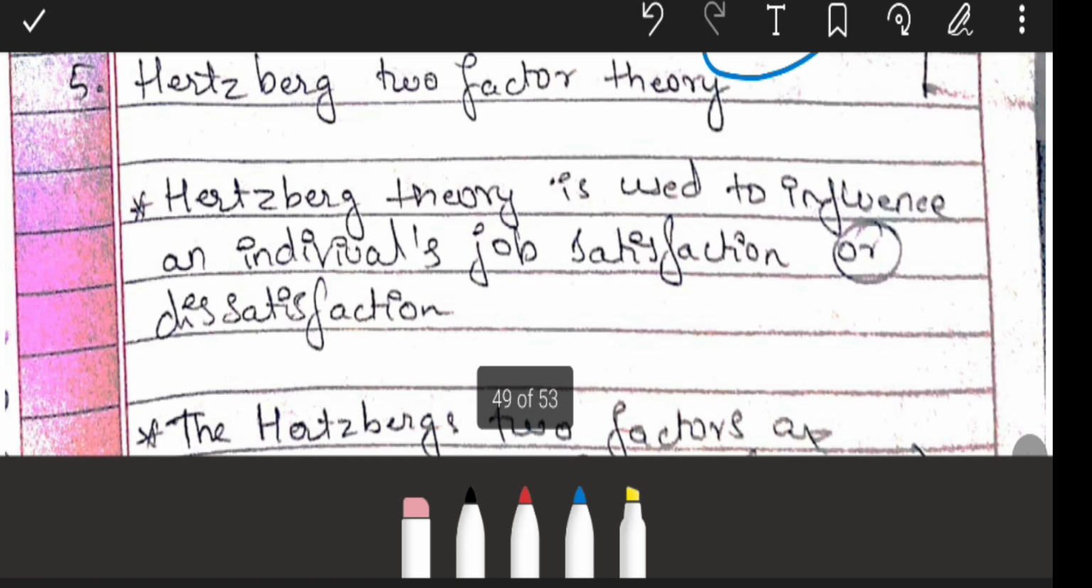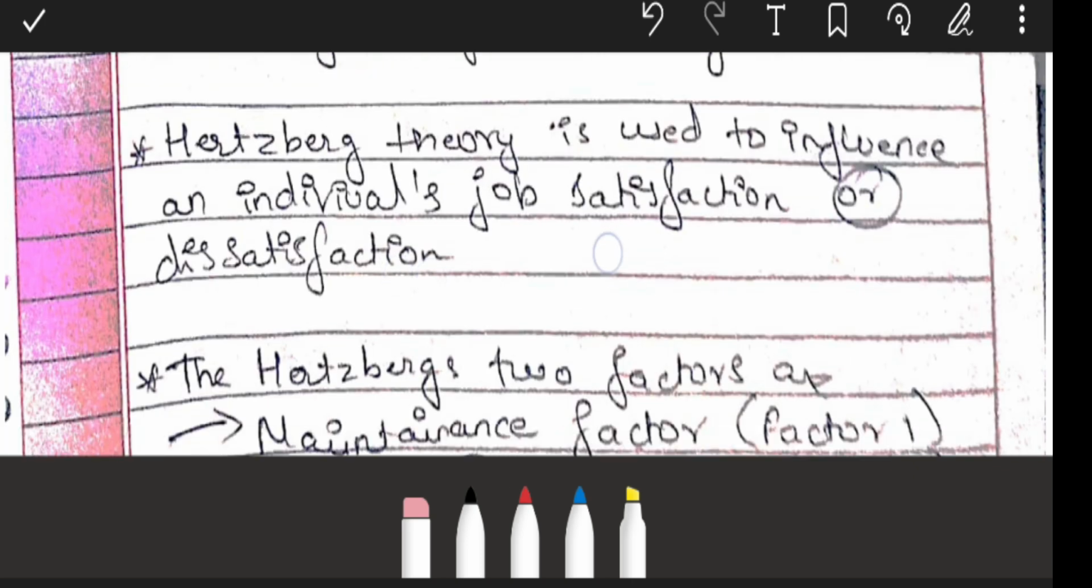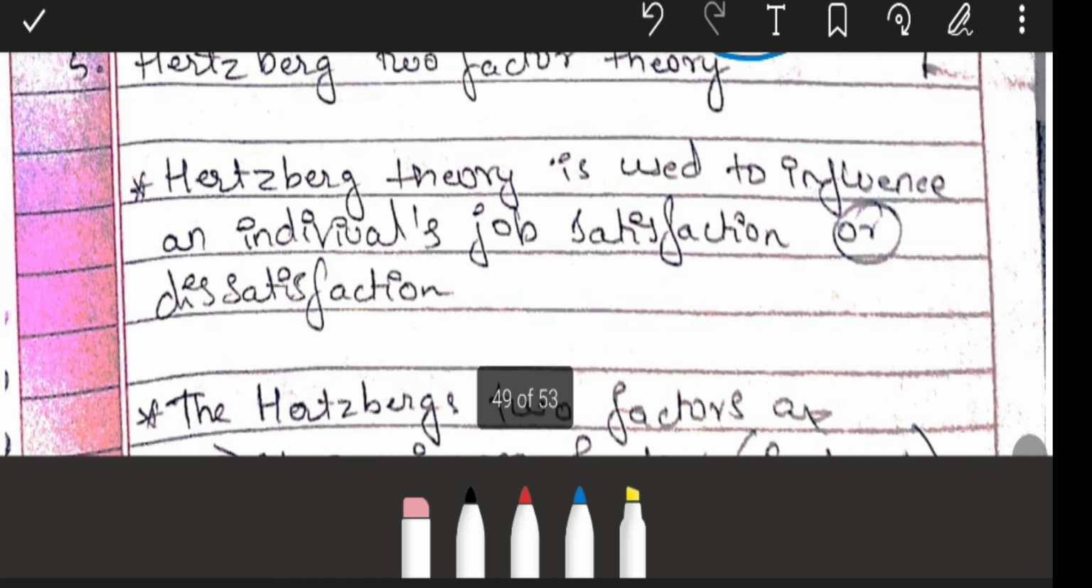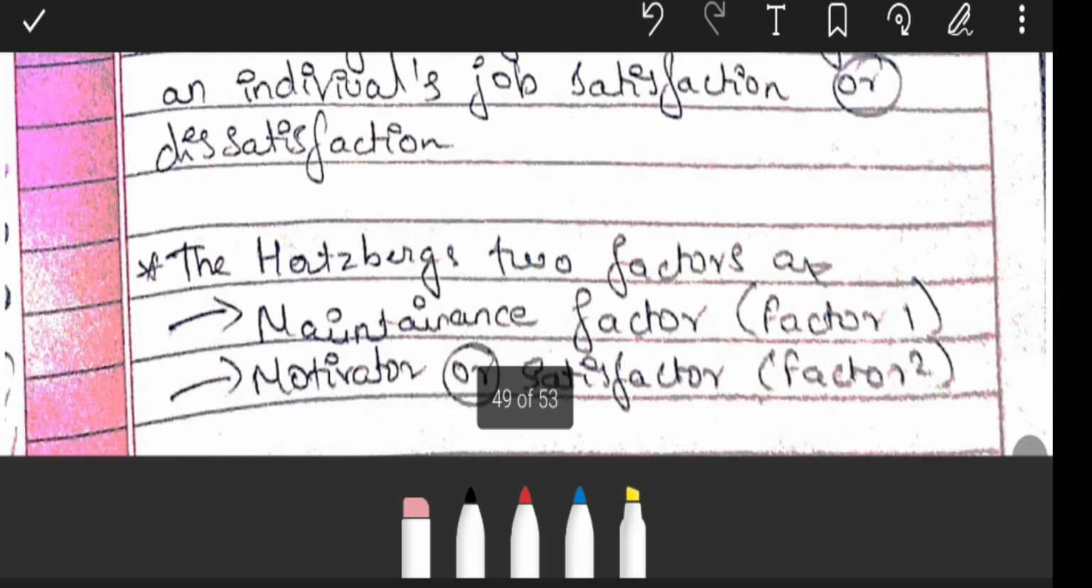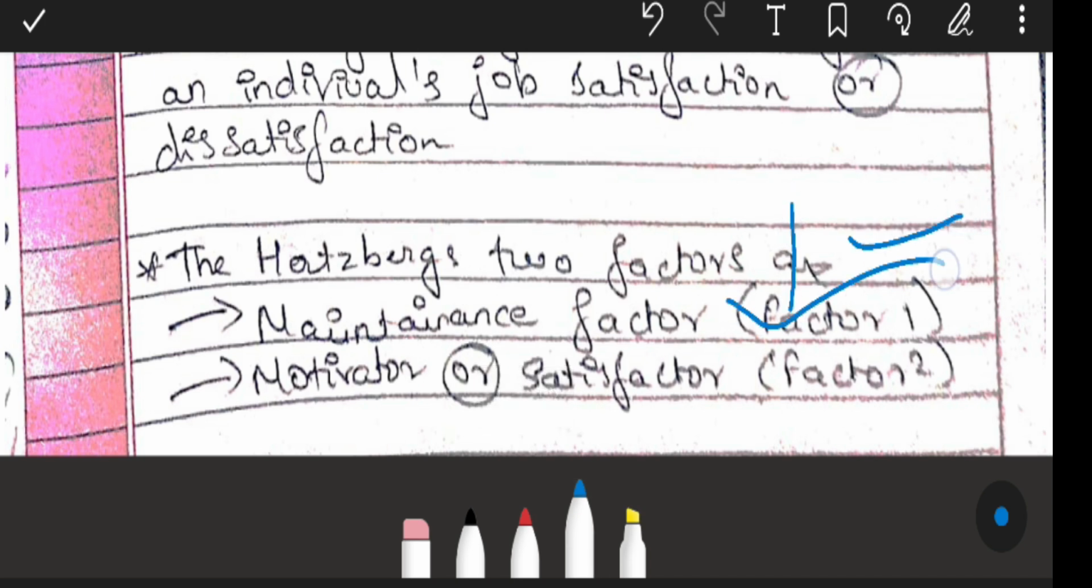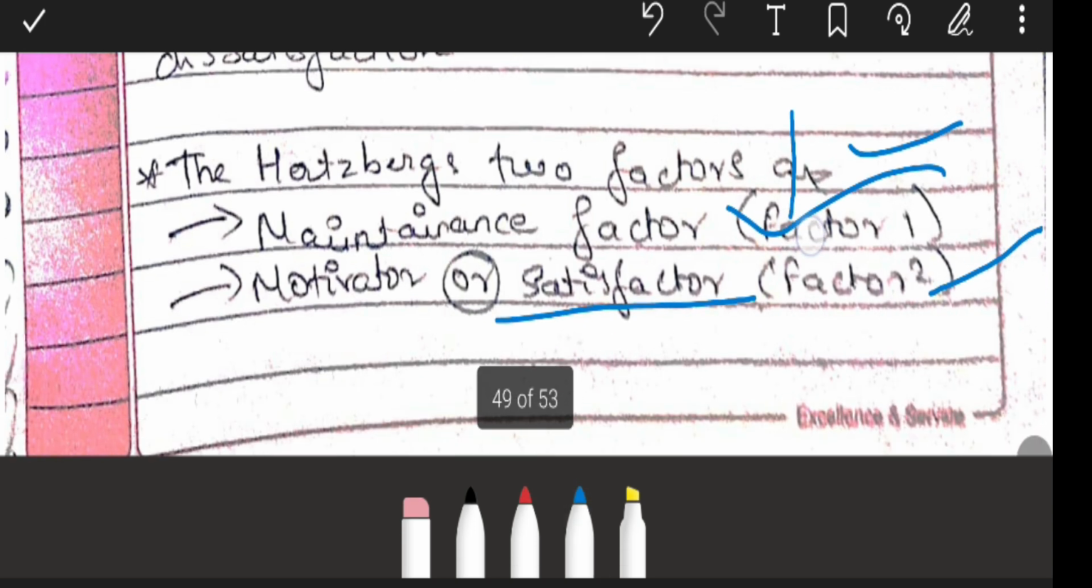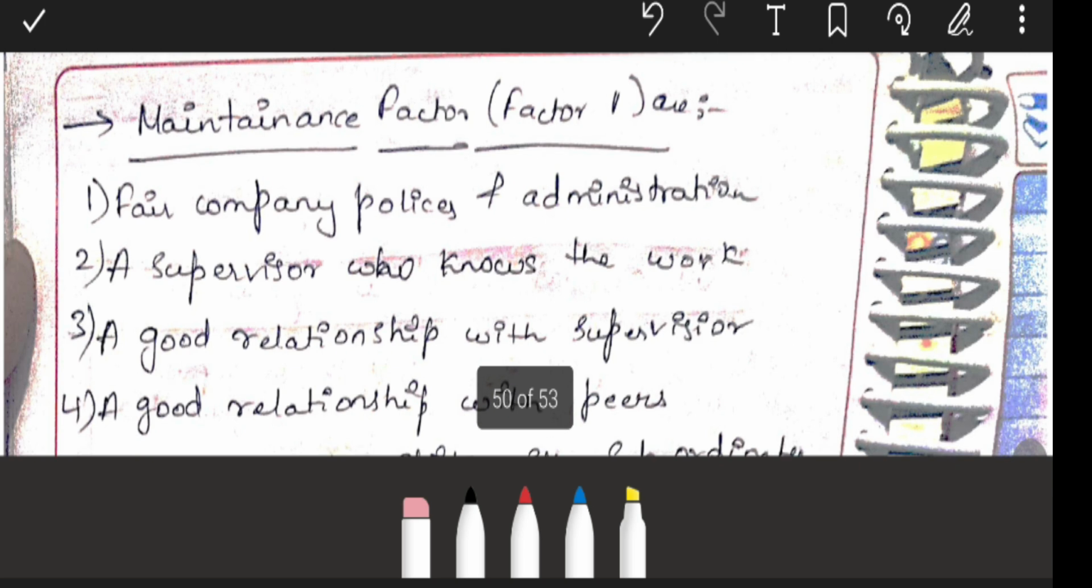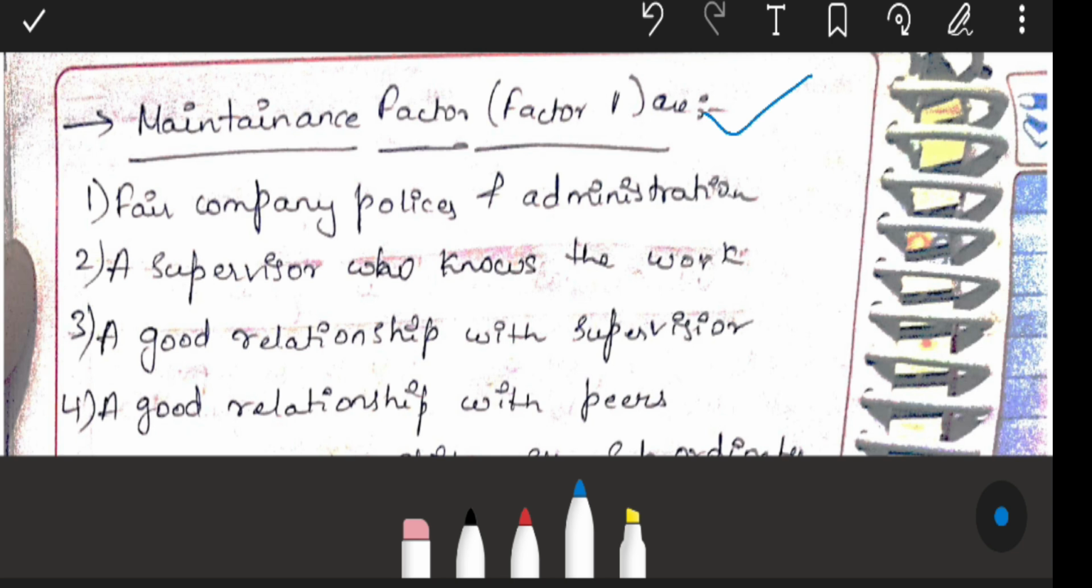Herzberg's theory is used to influence an individual's job satisfaction or dissatisfaction. With the help of this theory, we can motivate or demotivate an employee. Herzberg's two factors are the maintenance factor, factor 1, and the motivator or satisfier, factor 2. The first factor is the maintenance factor. To motivate an employee, a company should provide the following factors.